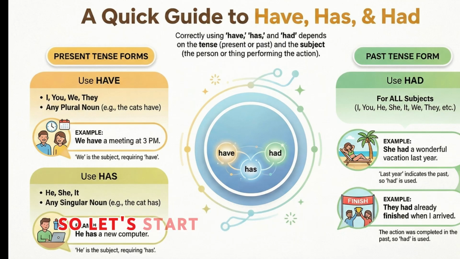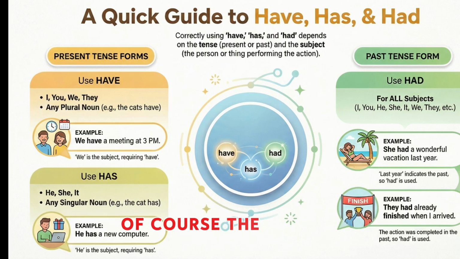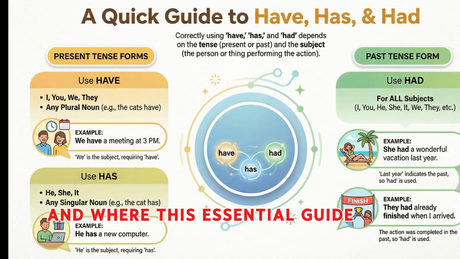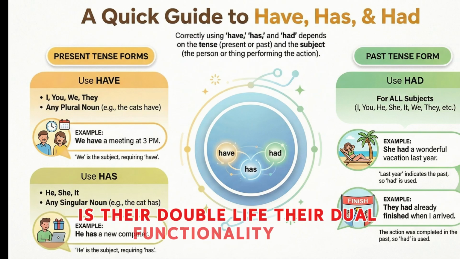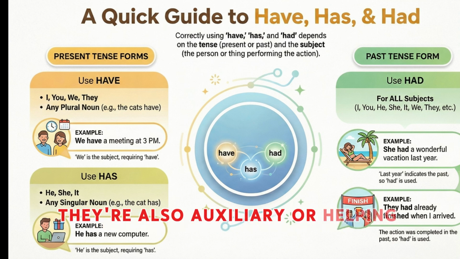Okay, so let's start unpacking this trio. Have, has, and had. Yeah. Like you said, they're not niche. They are the absolute backbone. They do everything. They show ownership, of course. The classic, I have a book. Right, or experience. We have traveled widely. But I think the real complexity, and where this essential guide must be focusing, is their double life. Their dual functionality. They're not just main verbs, they're also auxiliary or helping verbs.